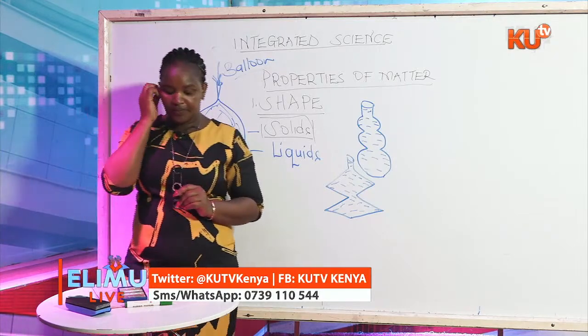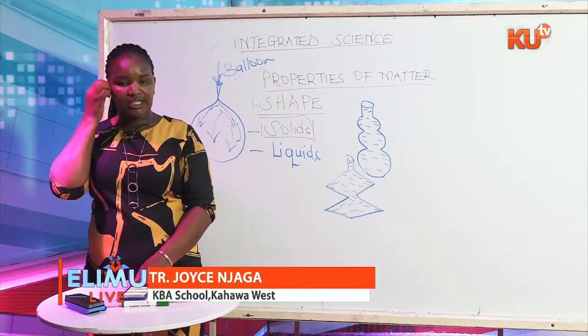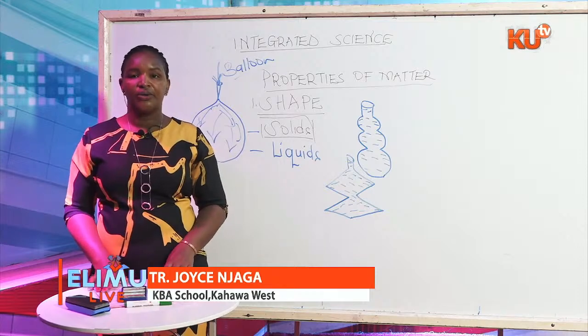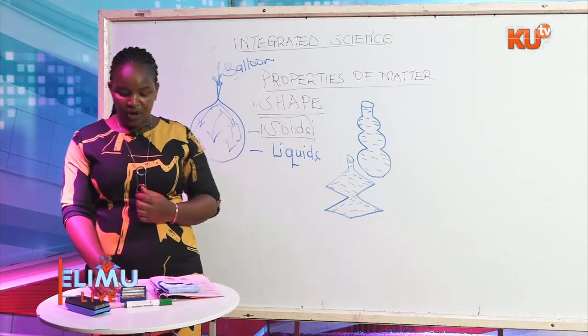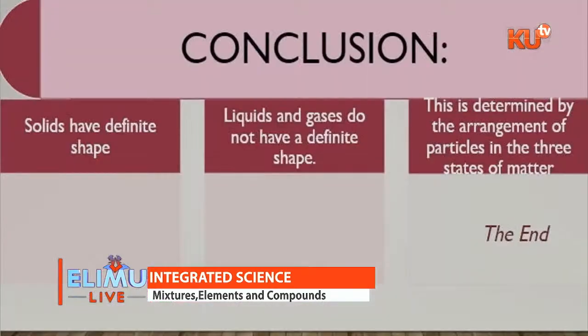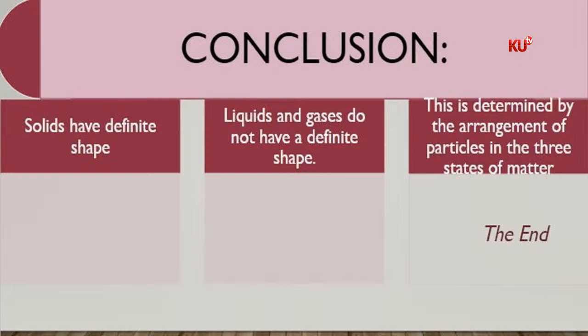So we can make a conclusion of the whole lesson. We'll be looking at the other properties as we continue in the subsequent lessons. So the conclusion we are making is on your screen. The conclusion we can make from what you have learned, one, is that solids have a definite shape. The reason they have a definite shape is because the particles in them are very close together in a regular pattern, and it cannot be distorted anyhow by just changing the position from one position to the other. Because of that closeness, that regular arrangement of particles, the shape in solids remains the same.